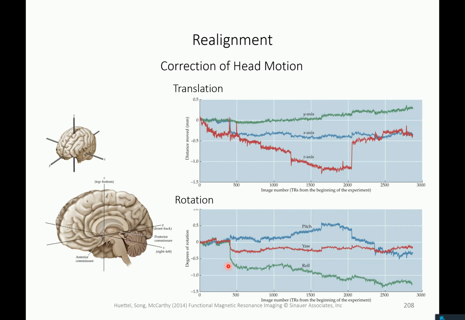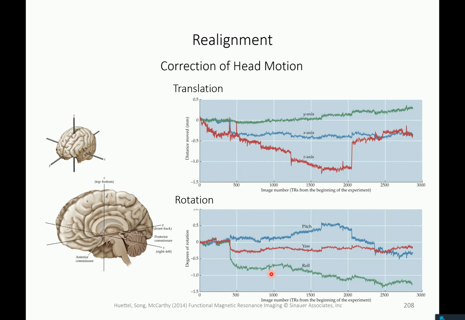Same for the rotation. The rotations around the x, y, and z axis, they have names. They're called pitch, yaw, and roll. You don't have to remember which one is which, because I don't remember which one is which. But yeah, these are the estimated parameters.